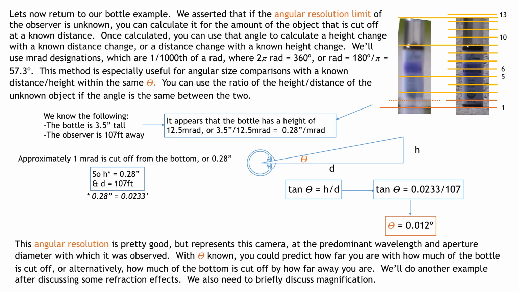So we'll use MRAD designations, which are just 1/1000th of a rad, where 2 pi rad equals 360 degrees, or 1 rad is equal to 180 divided by pi, which is 57.3, which is what we talked about a little bit earlier. So this method is especially useful for angular size comparisons with a known distance or height within the same theta. You can use the ratio of the height and distance of the unknown object if the angle is the same between the two. Again, just like we talked about earlier with h1 over h2 equals d2 over d1.